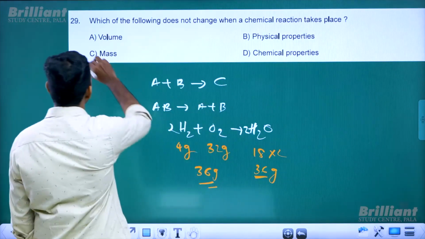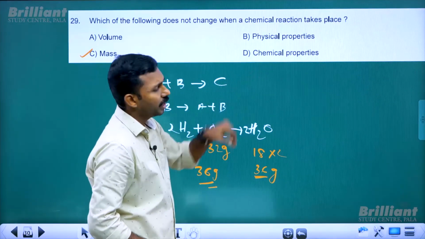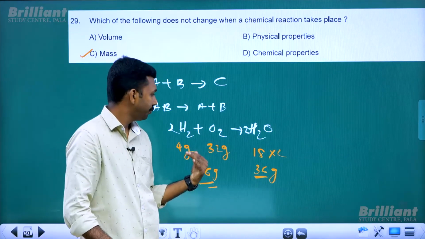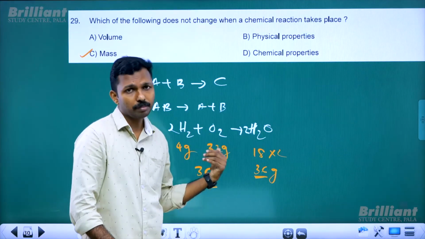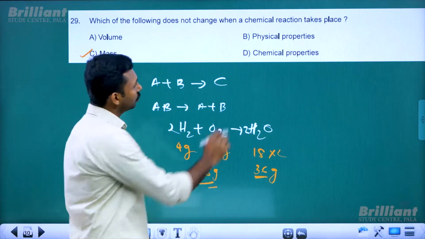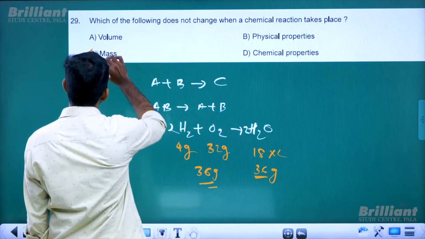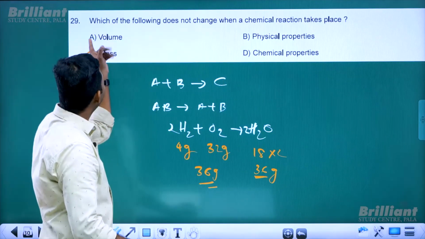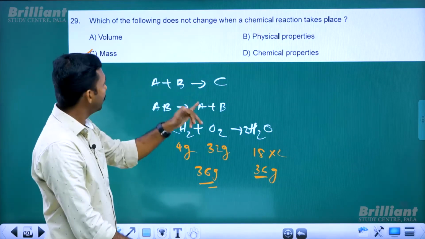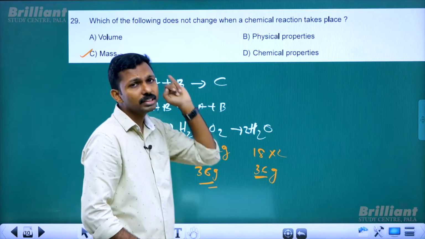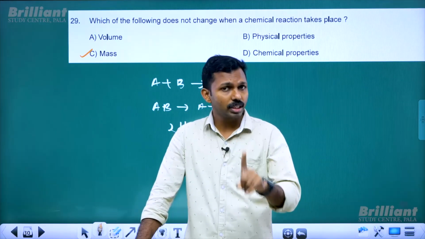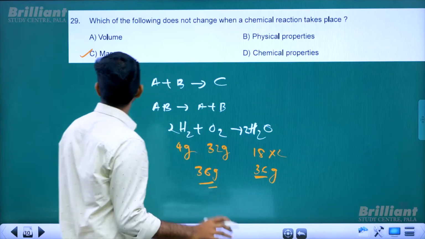So mass remains constant. Chemical properties may also change because hydrogen is a combustible gas, oxygen is a supporter of combustion, but water is a fire extinguisher. So this may also change. So for the 29th question, which of the following does not change when a chemical reaction takes place? The answer is mass, it will always be the same. That is the law of conservation of mass. So the answer option is C here.